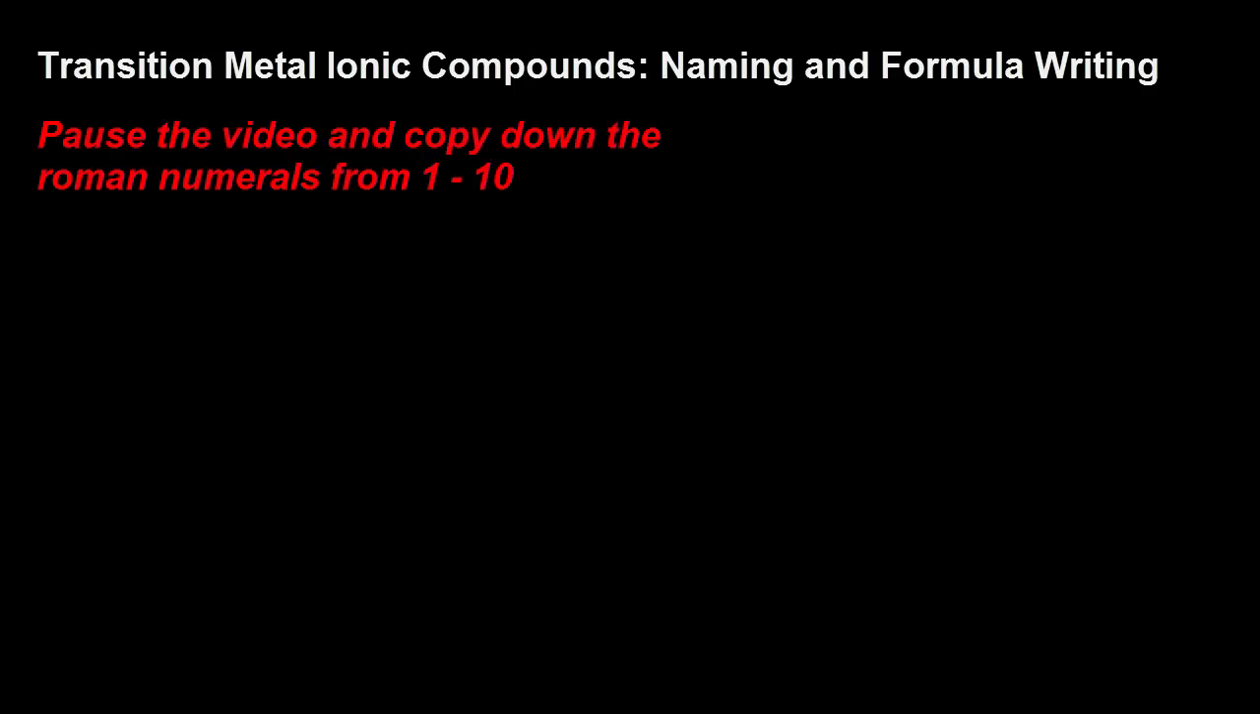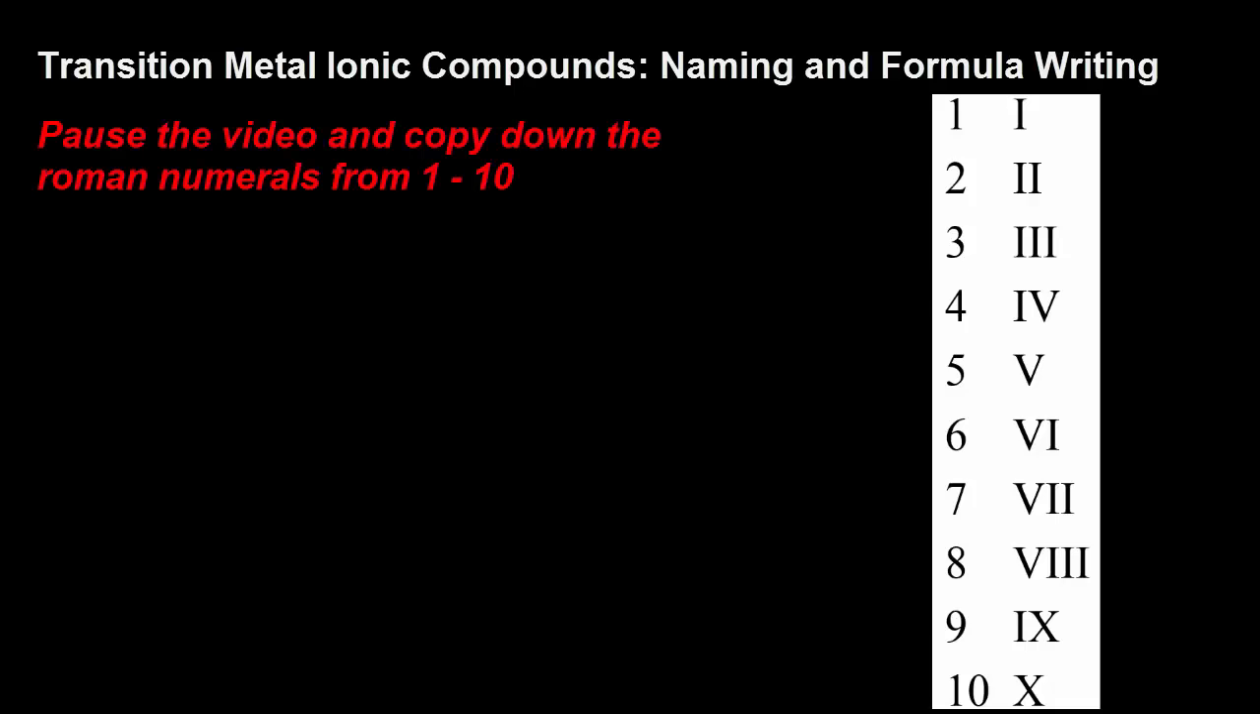Okay, pause the video here in a second and copy down the Roman numerals from 1 to 10. We're going to need them because now we're going to look at naming and formula writing for ionic compounds that contain transition metals.